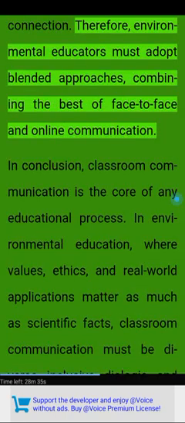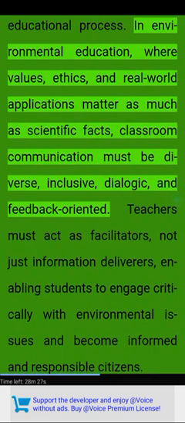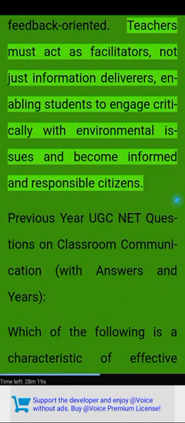Therefore, environmental educators must adopt blended approaches, combining the best of face-to-face and online communication. In conclusion, classroom communication is the core of any educational process. In environmental education, where values, ethics, and real-world applications matter as much as scientific facts, classroom communication must be diverse, inclusive, dialogic, and feedback-oriented. Teachers must act as facilitators, not just information deliverers, enabling students to engage critically with environmental issues and become informed and responsible citizens.